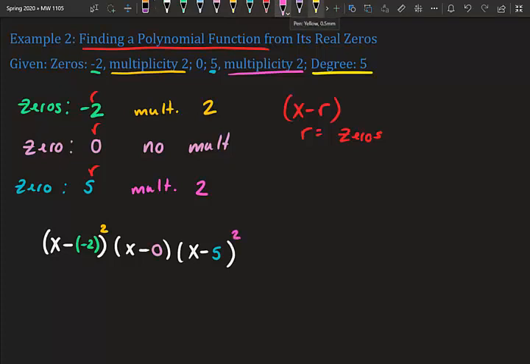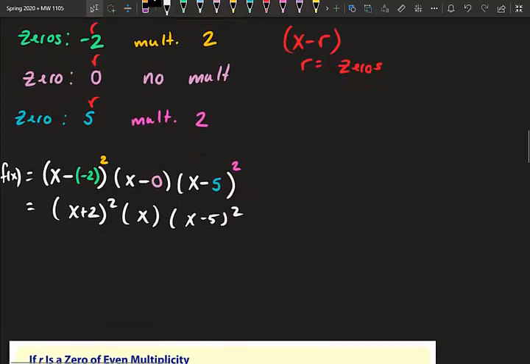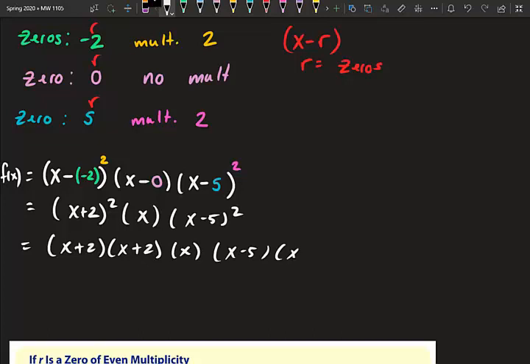Because it says polynomial function, we know it's going to be f of x. Now from here, we just simplify. That is it. However many zeros you have, that's how many times you have to do x minus r. You see we have 3 zeros, that means we had to do x minus r 3 times. Let's clean this up into x plus 2 squared, x, and x minus 5 squared. So we have to FOIL. That means we have x plus 2 times x plus 2, and x minus 5 times x minus 5.